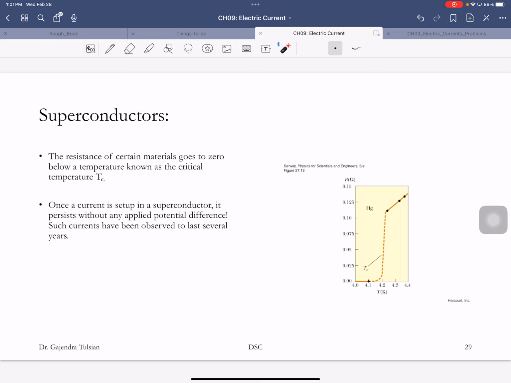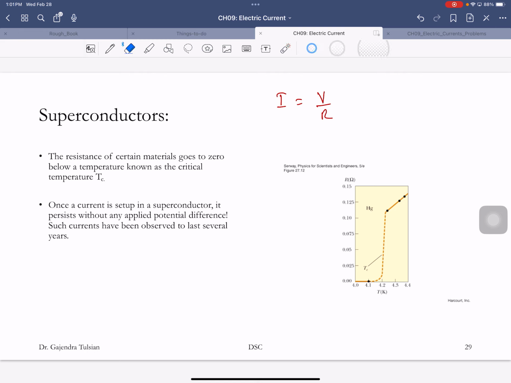All right, so this is the point where we stopped last time. Okay, so there are some materials where if you decrease their temperature below a critical temperature, the resistance goes to 0. All right, so here was Ohm's law. Well, what happens if resistance goes to 0? Then you don't need a voltage to pass a current.